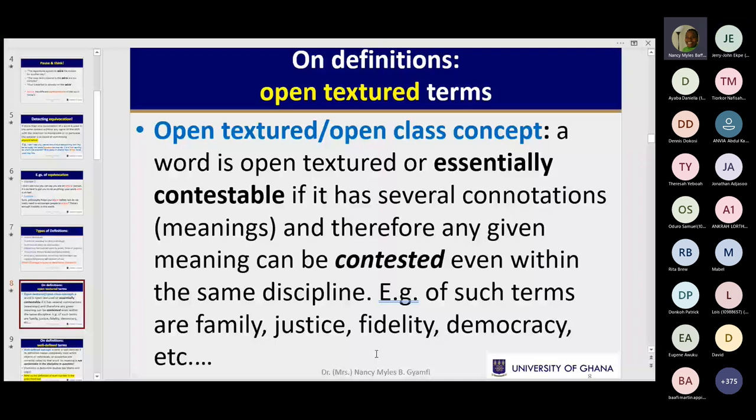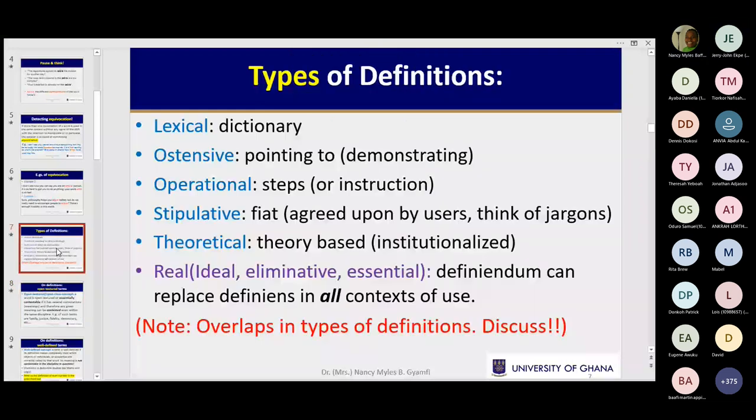Okay. So now we move on to open texture terms versus closed concepts. It is coming from how we understood real definitions here. A real definition will have its definiendum and definiens being interchangeable in all contexts. Wherever you use even number, you can put in divisible by two equally without a remainder.